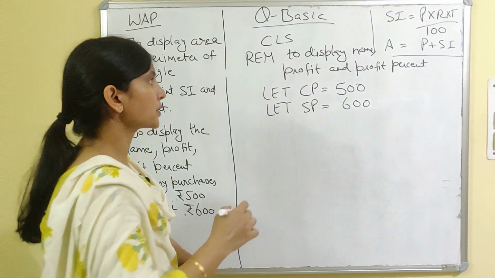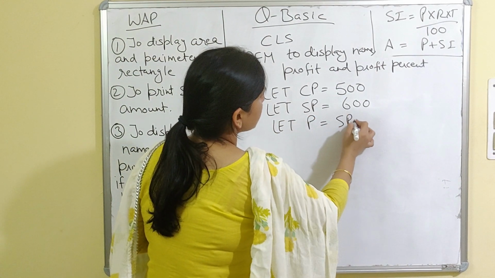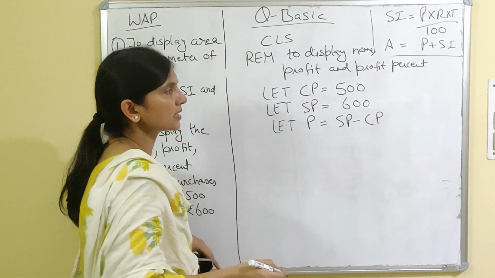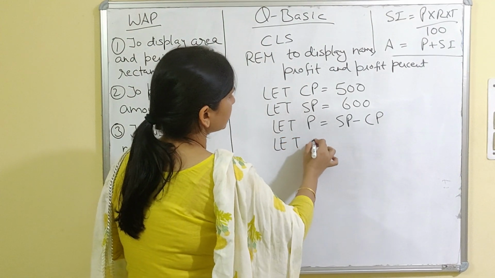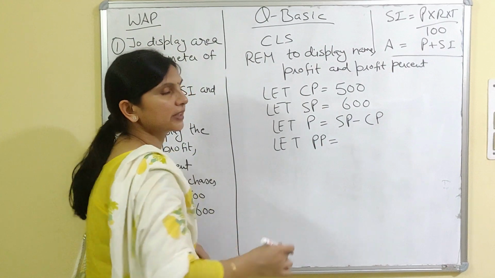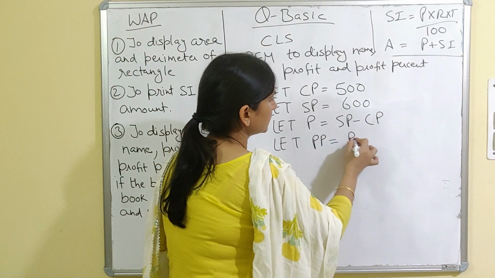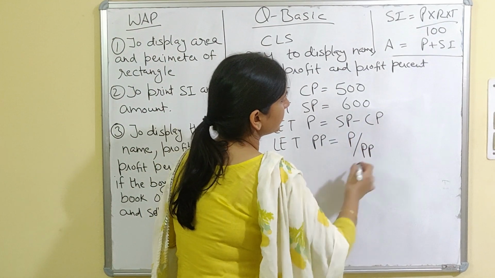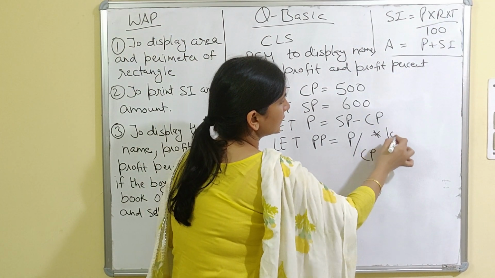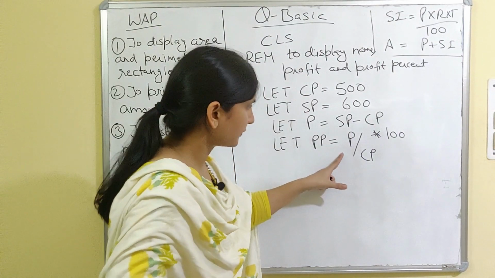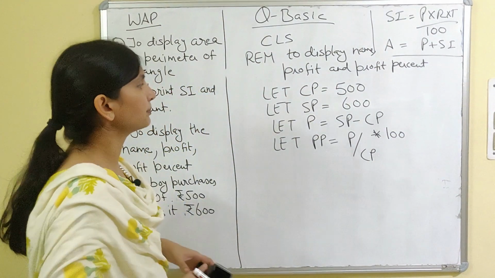Fine. Now first we will calculate profit. Let P equals to SP minus CP. So this is the formula to calculate profit. Then profit percent. For profit percent we will take a variable PP. And how do you calculate profit percent? Profit divided by CP into 100. This is the formula. Profit divided by cost price into 100. This is the formula to calculate profit percent.